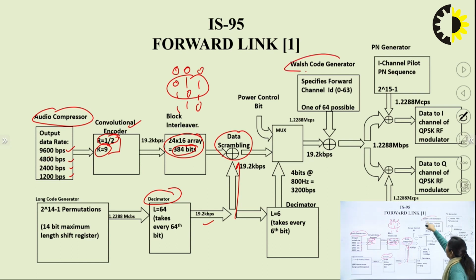After this, there is a Walsh code generator. Basically, after this PN sequence and this one, a coding is required which is generated by the Walsh table, and it is indirectly generated by the Walsh code generator.